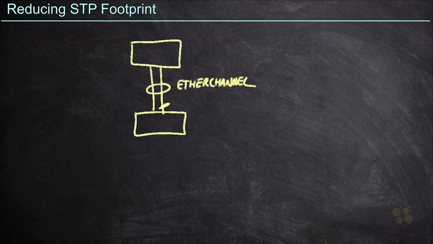By bundling them together, we treat this as a single logical link, which means that, yeah, we're still sending spanning tree BPDUs back and forth, but because it's a single logical connection, there's no reason for us to block that link. And this is truly a best of both worlds scenario. We get 2 connections for redundancy, but we also get to leverage all of the bandwidth, so we get twice as much bandwidth in this EtherChannel.